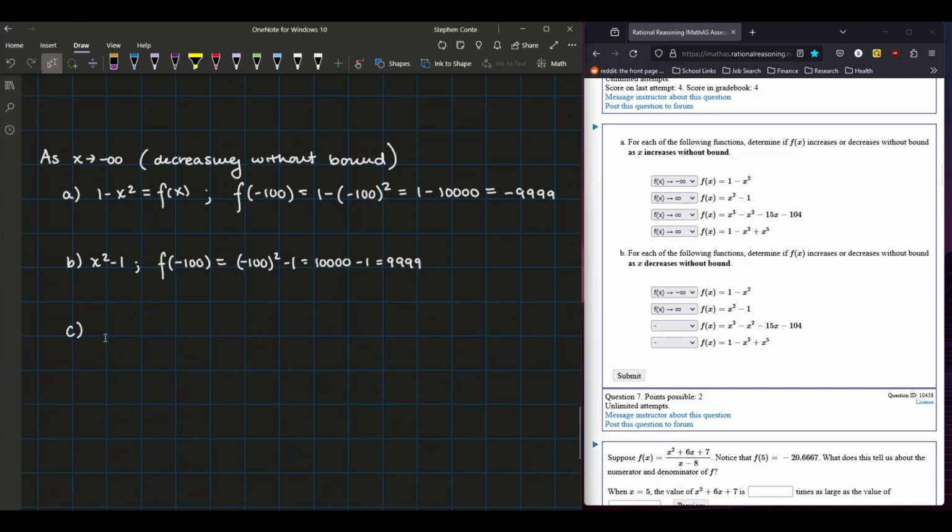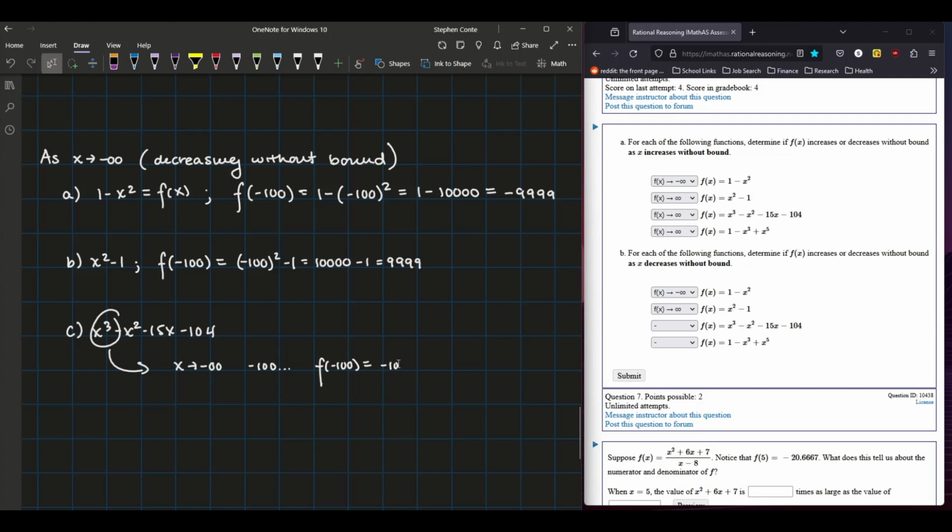X cubed, however, is a little bit different, right? So x cubed minus x squared minus 15x minus 104. Again, we're still looking at the leading term. The leading term tells us enough. So if I input a large negative number here, I want to know what happens to f of x, right? So let's again input negative 100.